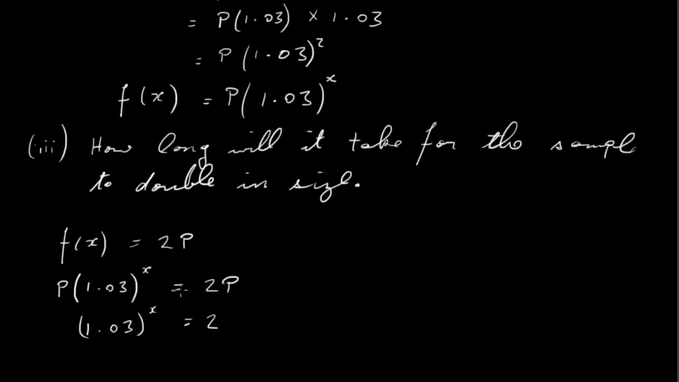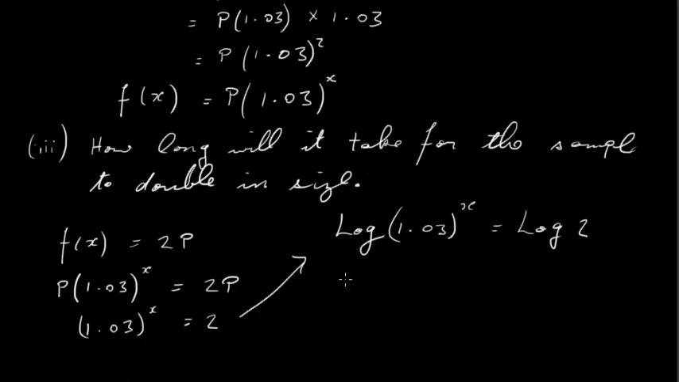Okay, so I'll just come up here now. What I'm going to do is express this in log format, because our power here is the variable that we're looking for. So in other words, another way of writing this would be to get the log of both sides. Log of 1.03 to the power of x is equal to the log of 2. So really what I've done here is got the log of the left hand side, log of the right hand side.